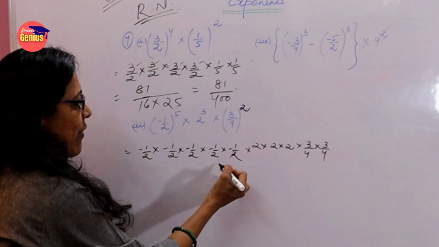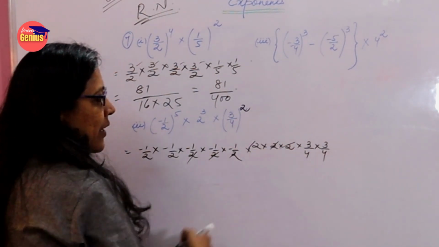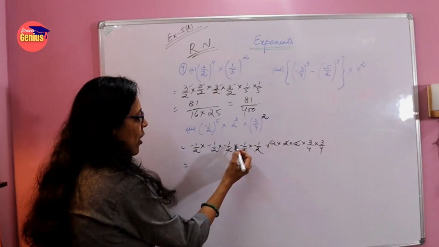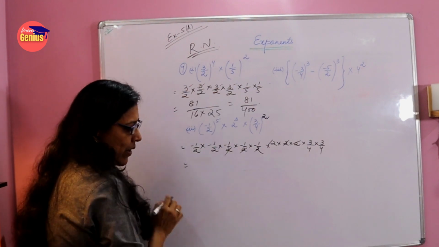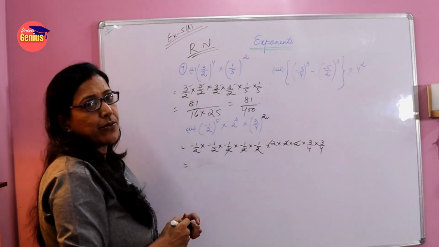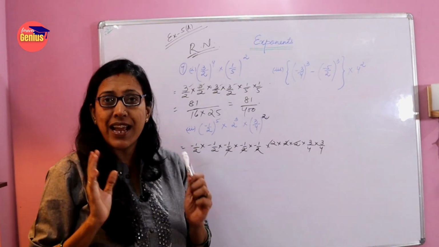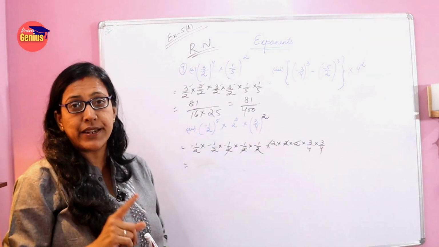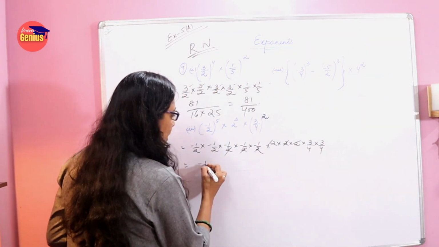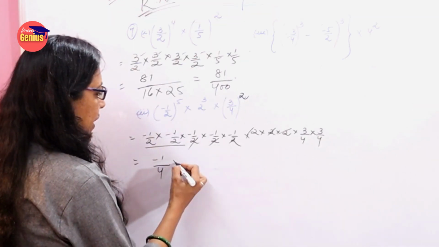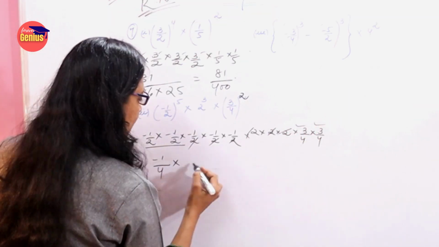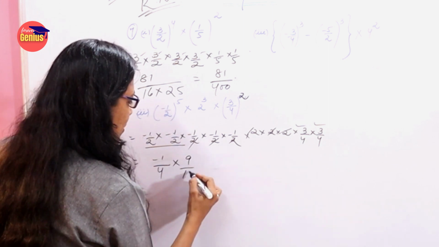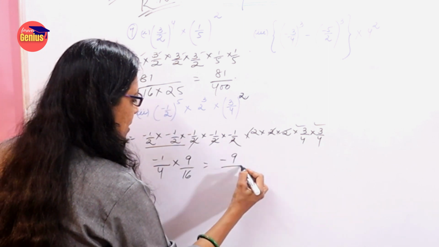Now we can see that 1, 2, 3, 1, 2, 3. Now we will solve. What is it coming? Minus 1, minus 1, it is minus 1 five times. So we will write not only 1, we will write minus 1. So minus 1/4 times, this is 9/16. This equals minus 9/64.